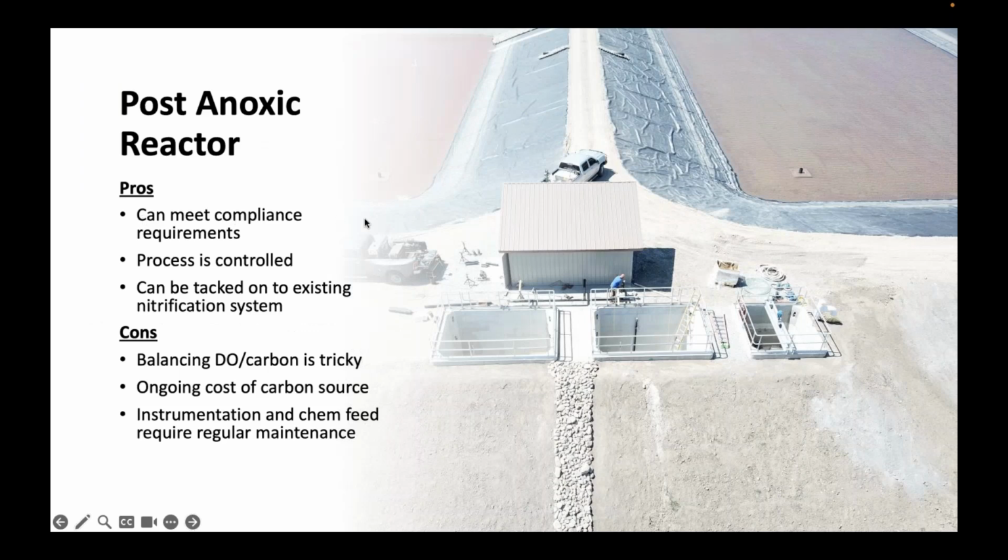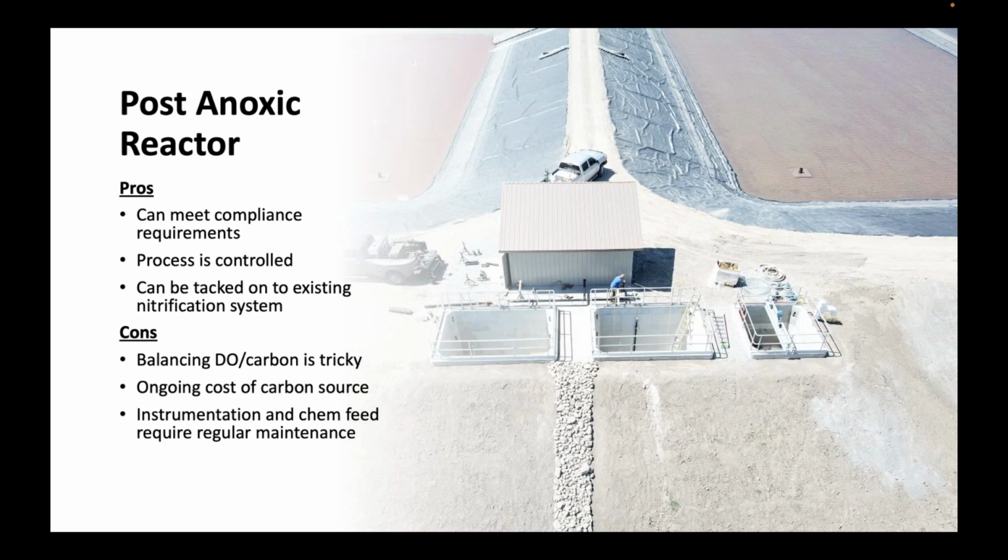So that's how the process works. This is the overall view of the tank itself. As you can see here, these two tanks are the nitrification reactors. This is denite. Obviously, pre-startup, there's no water in these tanks right now, but this is just a picture of it. We found that this system can meet compliance requirements. One of the benefits is you can really control the process within the system itself, which is nice.